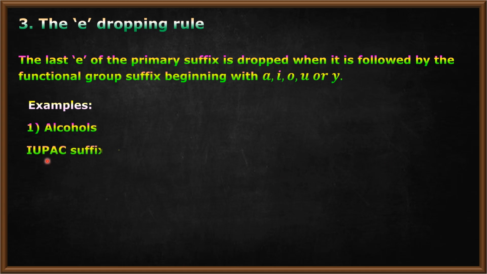Alcohols. The IUPAC suffix of alcohols, you have known this, it is ol. So alkane, see here. Here we have to drop E. In case of alkane, we have to drop E. Okay. Why? Because this E is followed by the functional group suffix beginning with O. For that reason, we have to drop E and add OL, alkanol, like this.